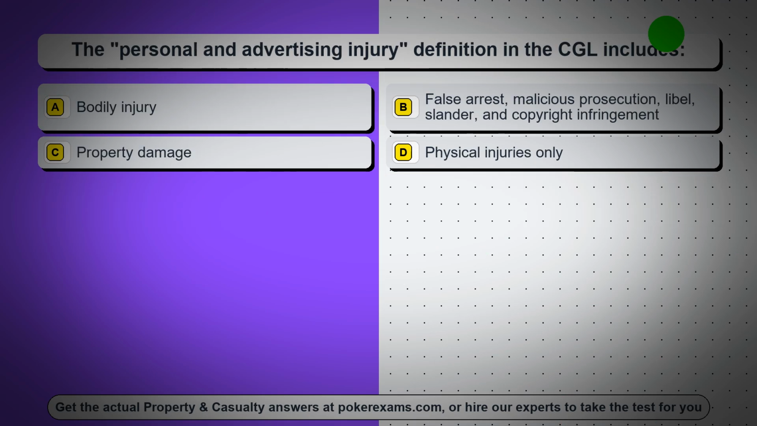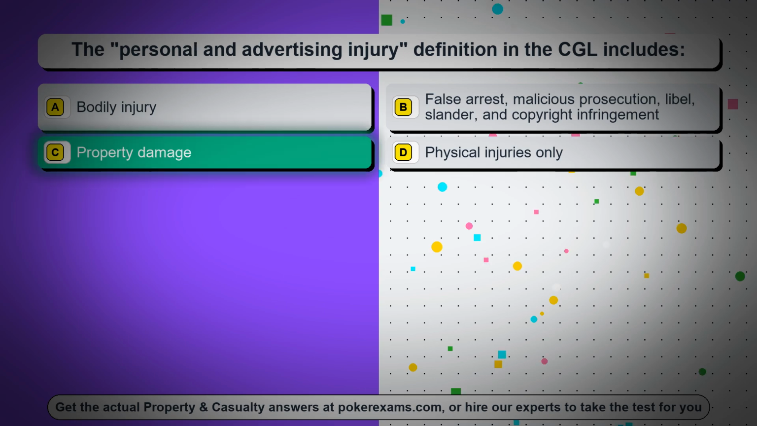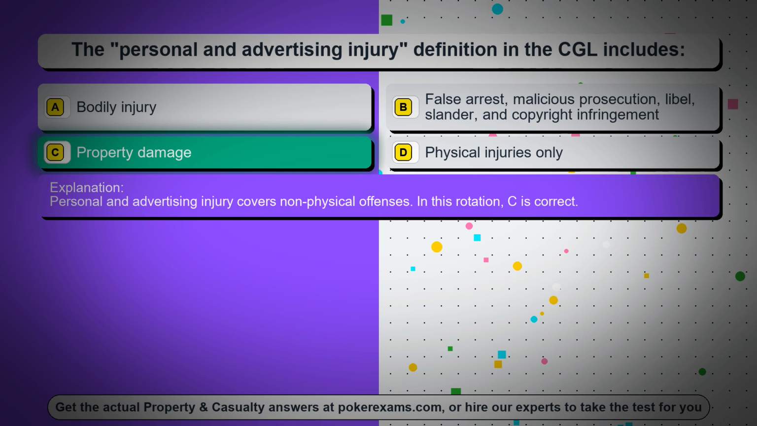Question 33. The personal and advertising injury definition in the CGL includes option A, bodily injury. Option B, false arrest, malicious prosecution, libel, slander, and copyright infringement. Option C, property damage. Option D, physical injuries only. The correct answer is option C, property damage. Personal and advertising injury covers non-physical offenses. In this rotation, C is correct.